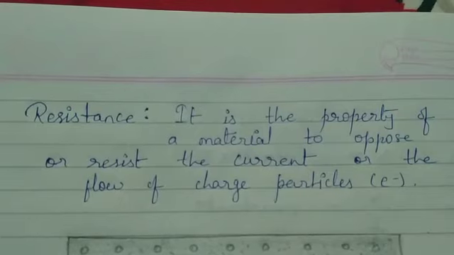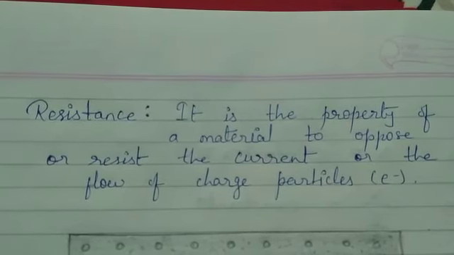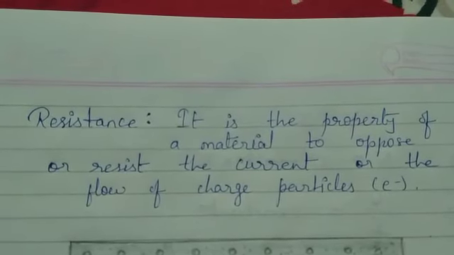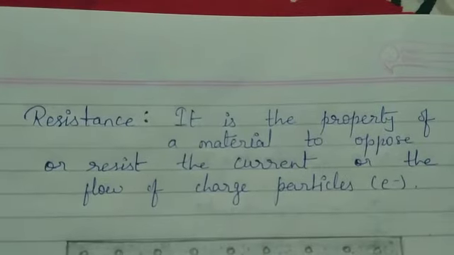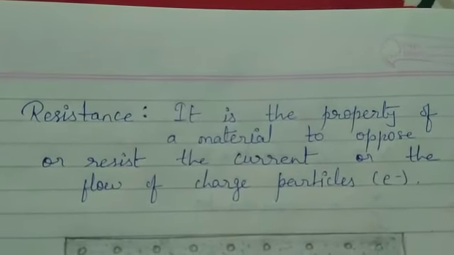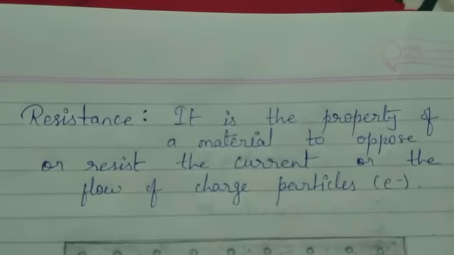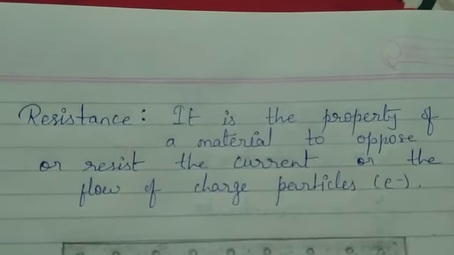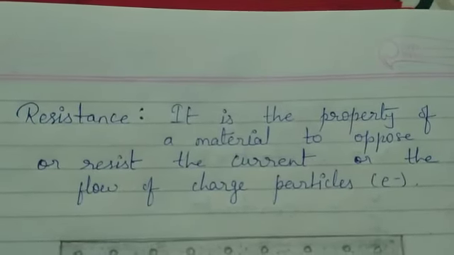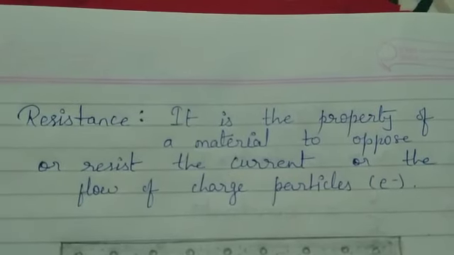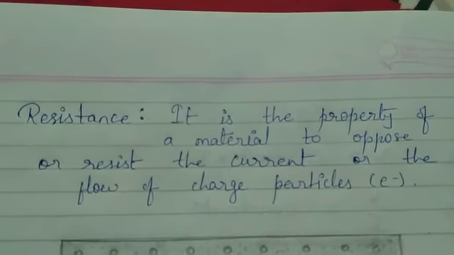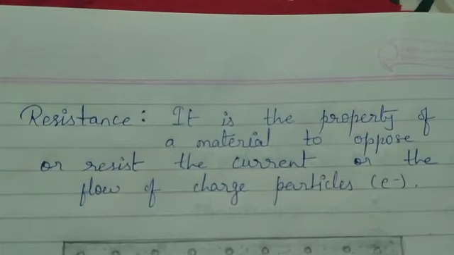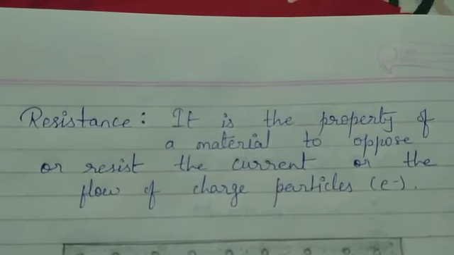It is the property of a material to oppose or resist the current, or the flow of charged particles. That means resistance is that property of a conductor due to which the conductor opposes the flow of electrons. And if there is opposition in the flow of electrons, that means there is opposition in current. Now, how does this resistance appear, why do all conductors, all materials have resistance? Let us discuss.